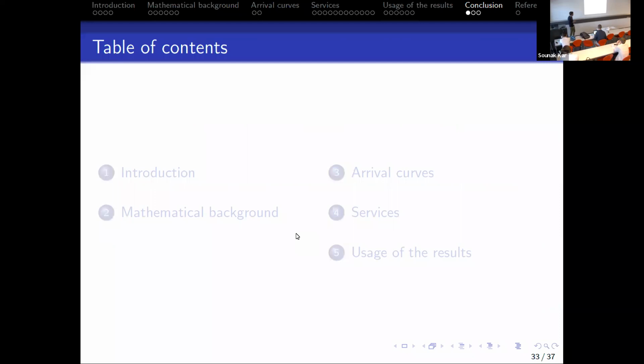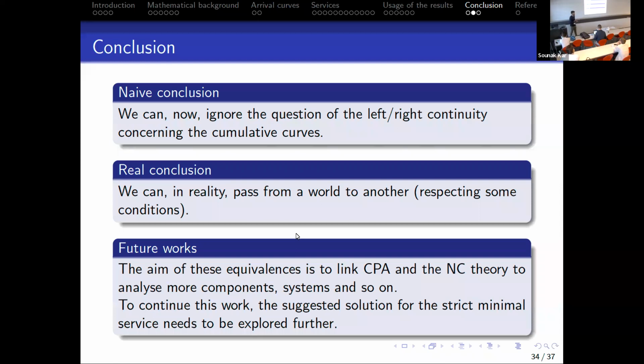So finally, to conclude, if we naively conclude, we can say that we can ignore the question of the right or left continuity on the cumulative curves. But in reality, we have shown some relation between the left and right worlds, respecting some conditions, and we can then use the results of the world where we are. And the aim of this work for us is to link the network calculus theory with CPA in order to analyze more components, applications, and systems.